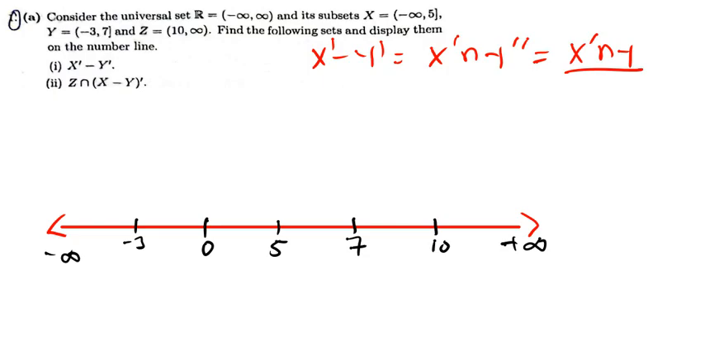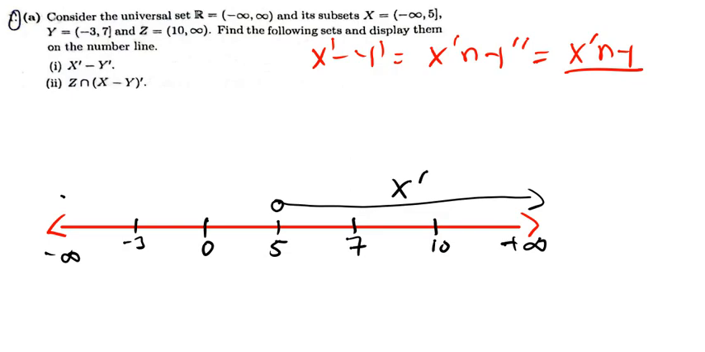What is x complement? So x is from negative infinity to 5, but the complement you exclude that part. So you exclude negative infinity to 5. So I exclude this from negative infinity to 5. I exclude it. So meaning the complement, since 5 is included in the set of x, in the complement 5 should not be included. So it's going to be open all the way to positive infinity. That is my x complement.